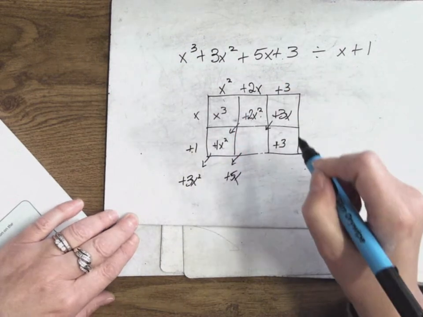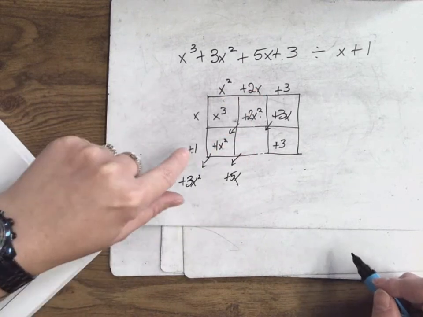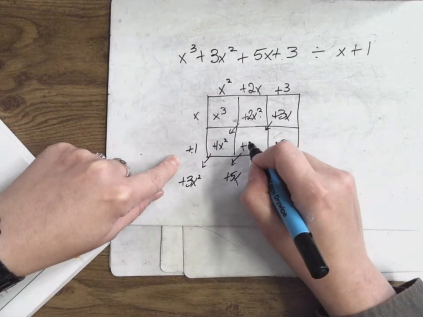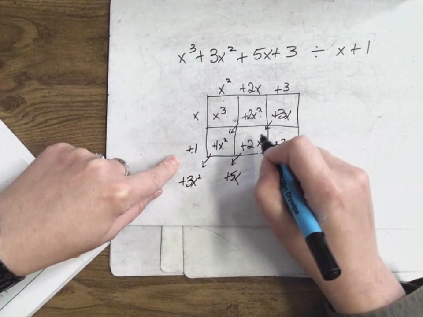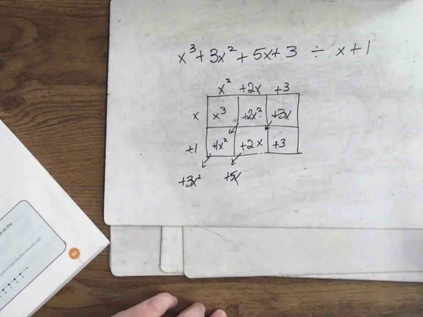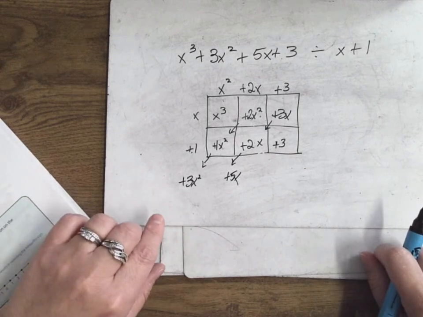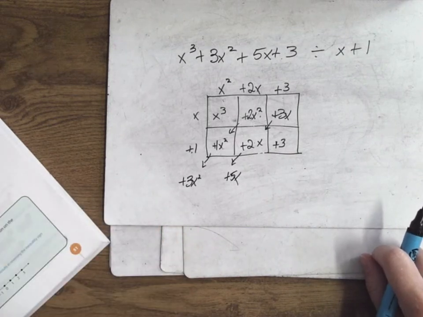What's the last box for? Just to check. Plus 2x by plus 1 will give me plus 2x. And does plus 3 plus 2 give me plus 5x? Yes, it does. Right? How'd you get on with the long division way? Did you get the answer? Yeah, good. Ella, did you get the answer your way?